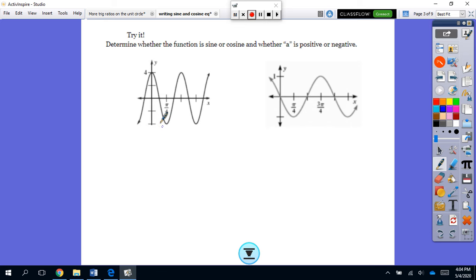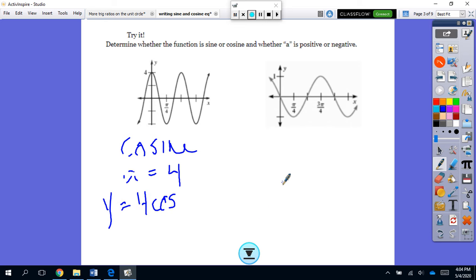Okay, so this one does not start at 0. Remember, if it shifts, it's going to be different. We're going to look at shifted ones in a minute. So this one is starting at 4. So I'm going to say this is cosine. Cosine, it goes 4, 0, negative 4, 0, 4. So it looks like my A is 4, and it's positive because we're starting at positive 4 there. So that's going to be a positive. So we know y equals 4 cosine so far. Remember, we got to figure out b and k yet, if we kept going.